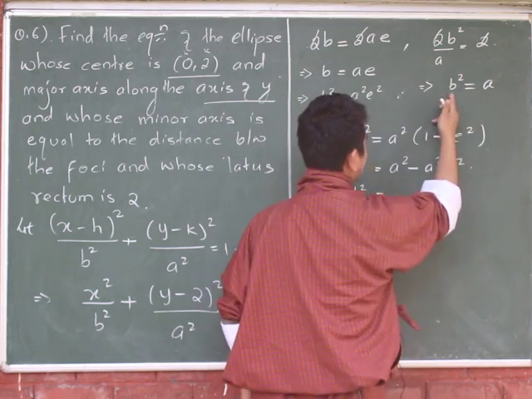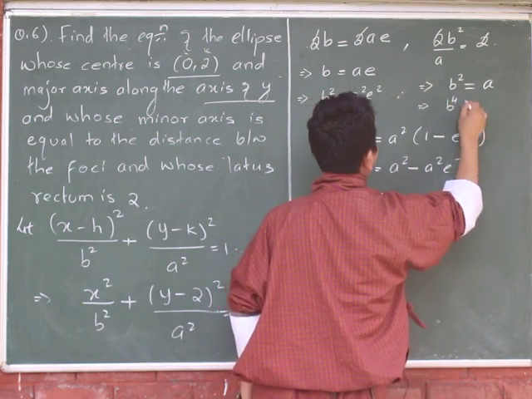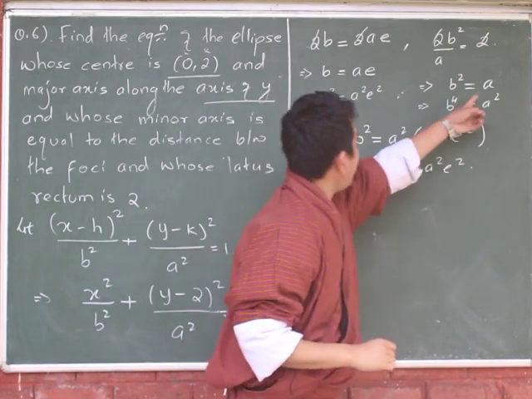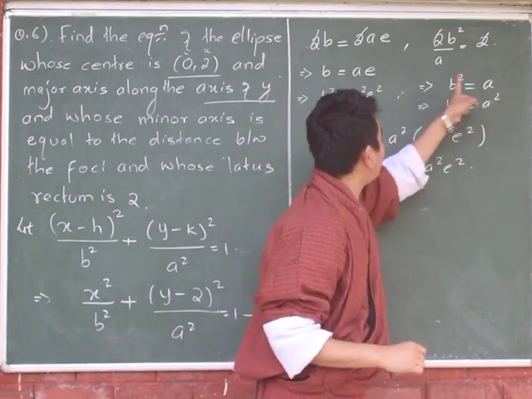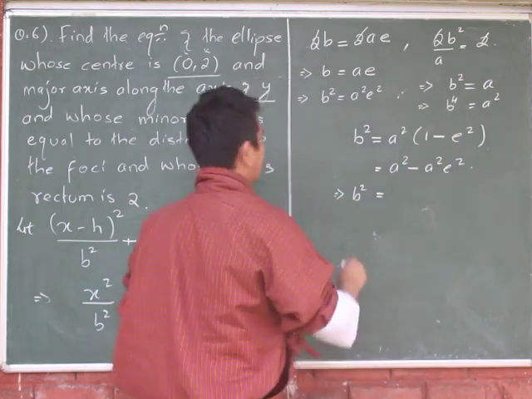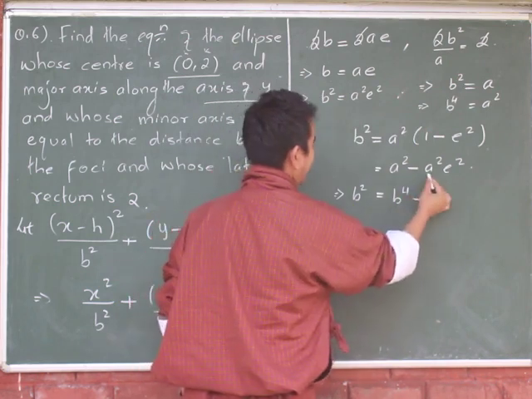a value is b square. What's a square? This becomes b raised to 4 is equal to a square. Is that correct? See, a value is b square. If you square here, again you need to square this side also. That means it becomes b raised to 4. So a square is nothing but b raised to 4 minus, what is a square?